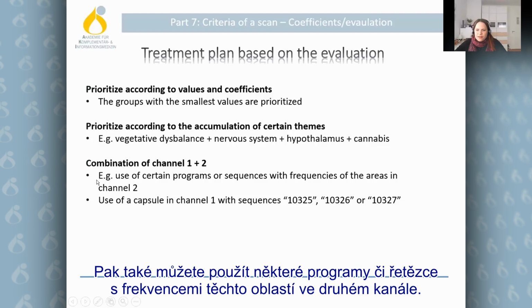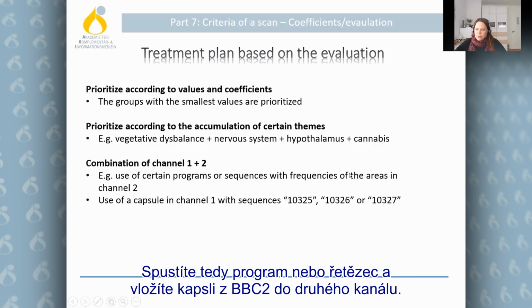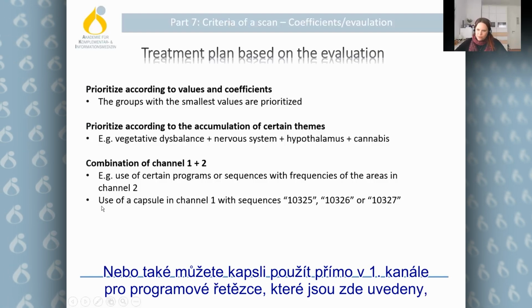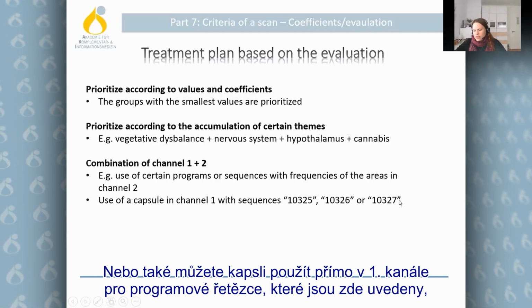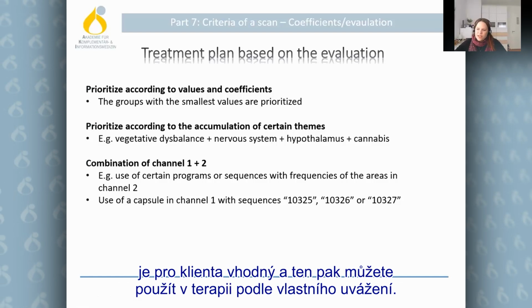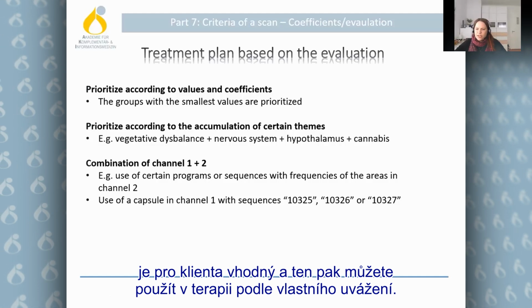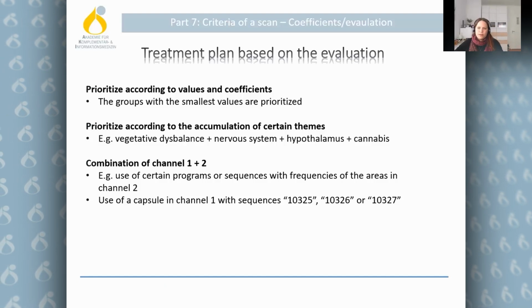So, and then you can use certain programs or sequences with the frequencies of these areas in channel 2. So you use programs and sequences and put this capsule in channel 2. Or you can just work with a capsule in channel 1, for example, with these sequences, or with different other programs, just testing what kind of programs and sequences in A or AI would work with this capsule, and then you can use it like you would like to. Just an idea how you can work with it.